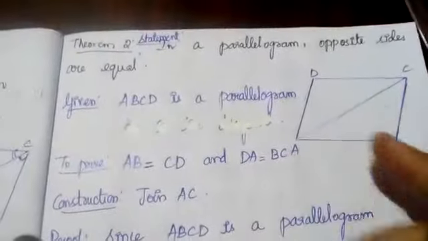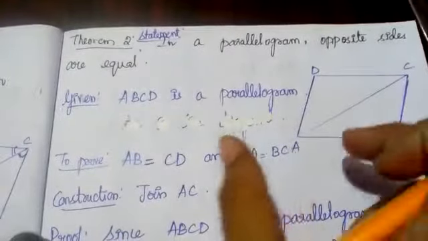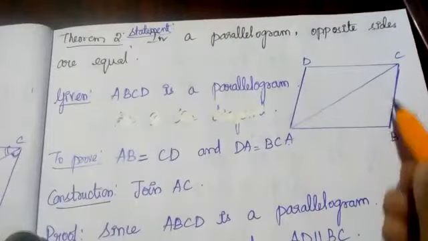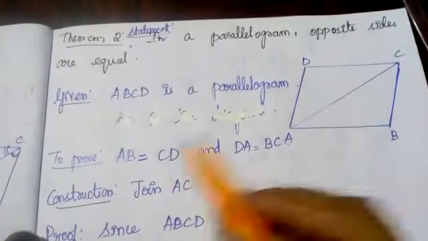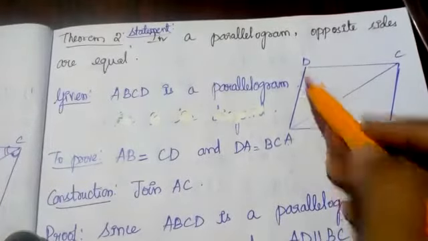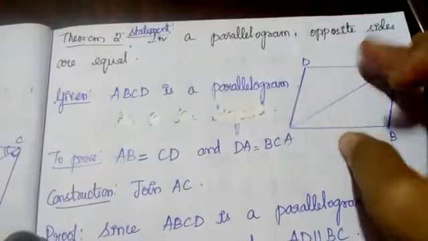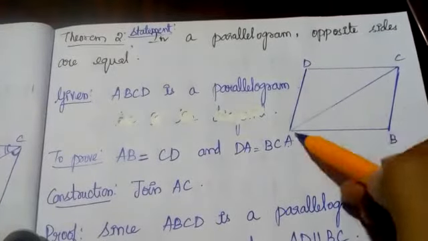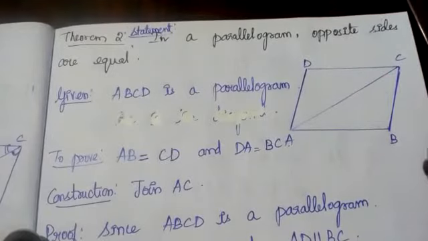So ABCD is a parallelogram. To prove this we need a diagonal. What we have to prove is that opposite sides are equal. Here AB and CD are opposite sides, so we have to prove that AB is equal to CD. Similarly, another pair of opposite sides, DA and BC, should be equal. We have to prove that.